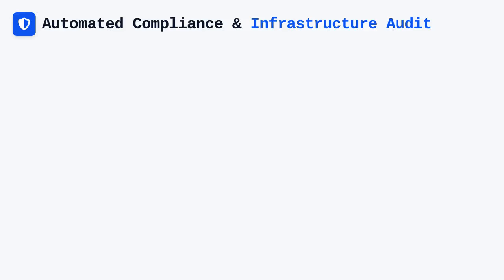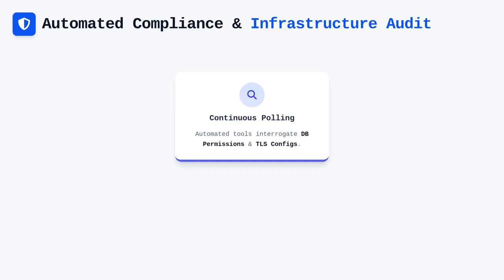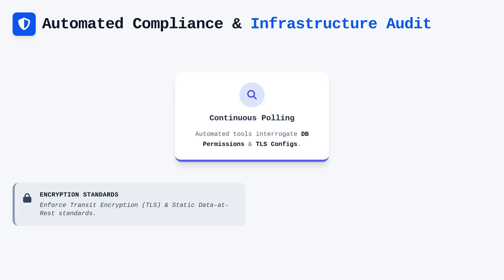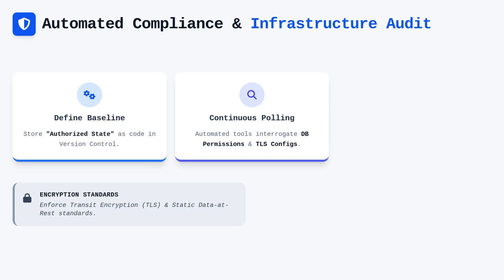To implement this effectively, we must start by configuring automated tools that interrogate our database permissions and transmission configurations at regular intervals. A core requirement is to verify that encryption in transit is enforced across all service endpoints and that static data at rest satisfies our defined encryption standards. Automation scripts can be written to pull the active state of database access control lists and compare them against a baseline configuration file stored in your version control system.